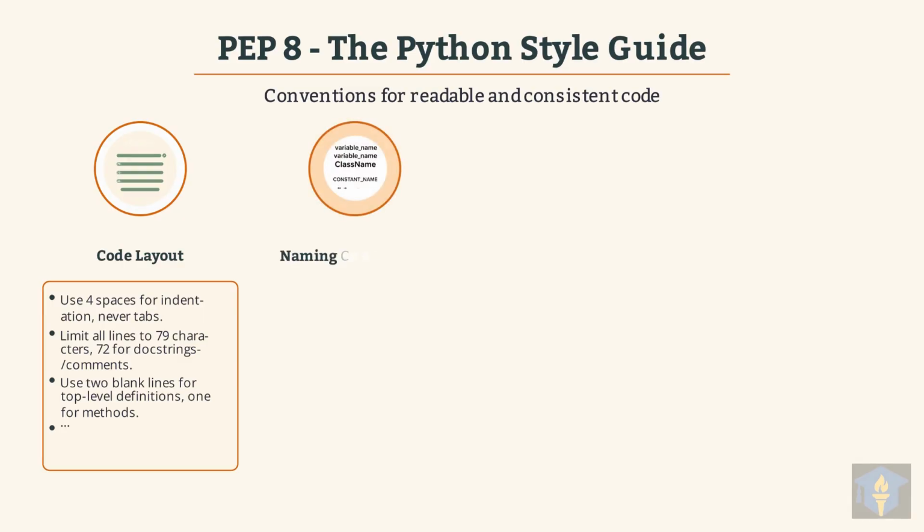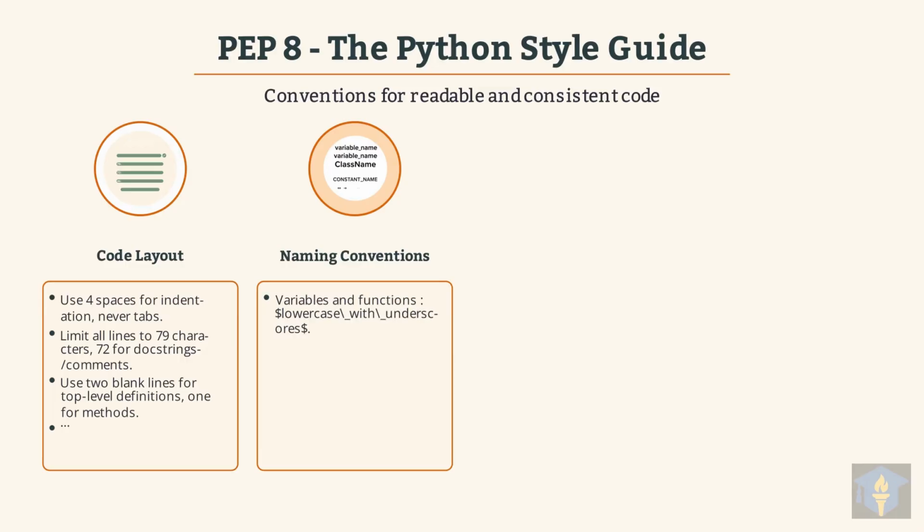Next, let's discuss naming conventions, which are crucial for clear and consistent identification in your code. For variables and functions, use lowercase letters with underscores for readability. Class names should use CapitalizedWords, also known as CamelCase, for clear distinction from other identifiers.